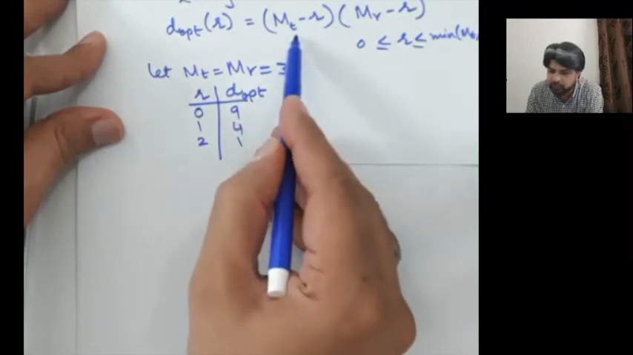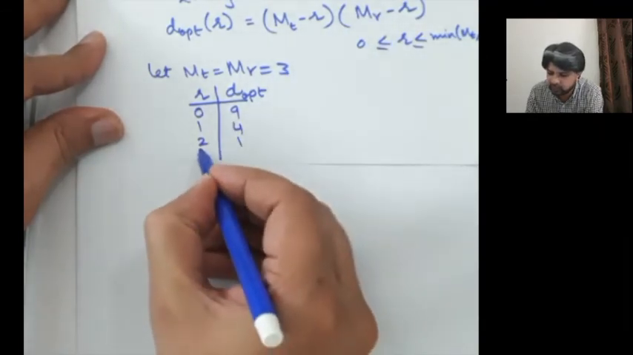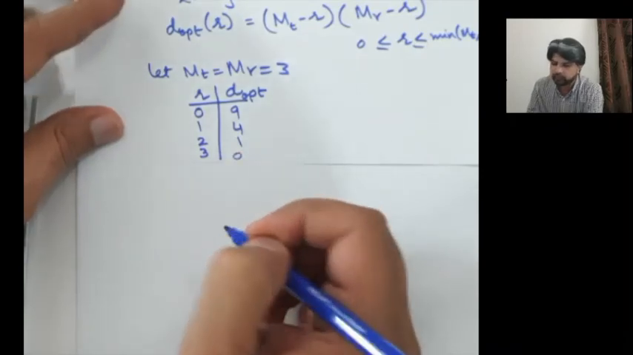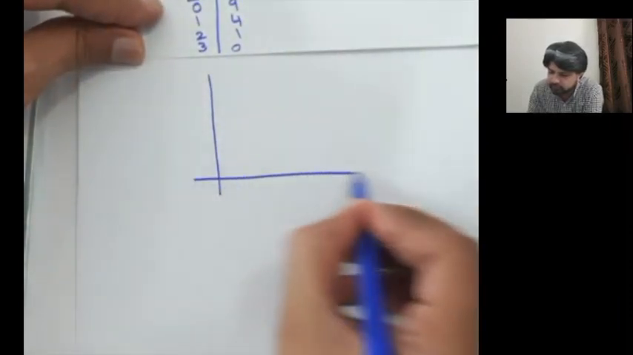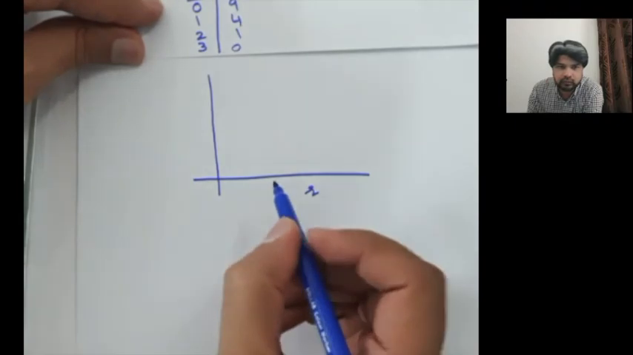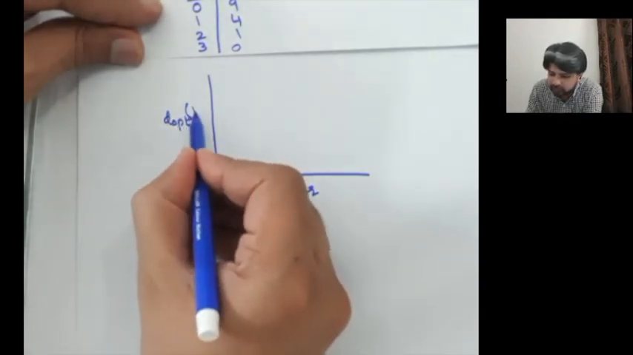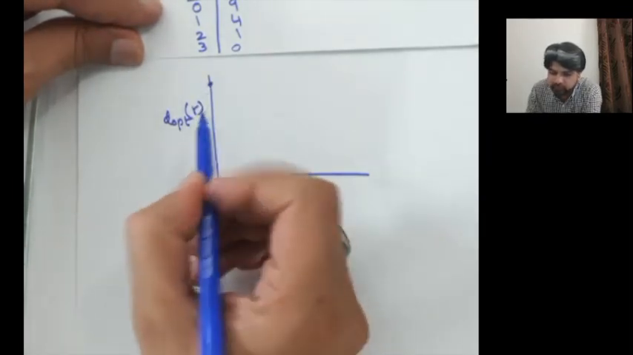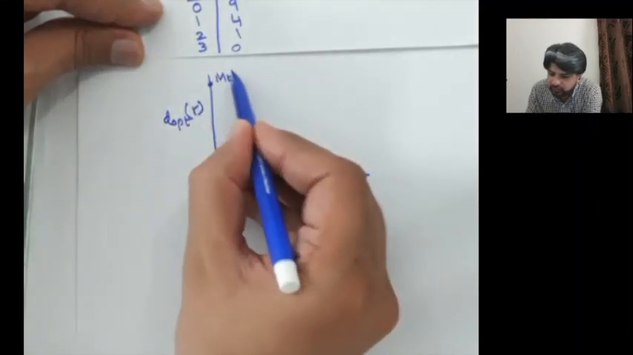Right? So remember, what is D? MT minus R times MR minus R. And if R is equal to 3, if all the dimensions are used for the multiplexing, then you will get no diversity gain. So that's a classic trade-off. And if you plot, for example, on this axis you have your R, and on this axis you have your optimal D as a function of R. So when R is equal to 0, you will get the maximum value here. In this case, it would be 9. In general, it would be MT times MR.